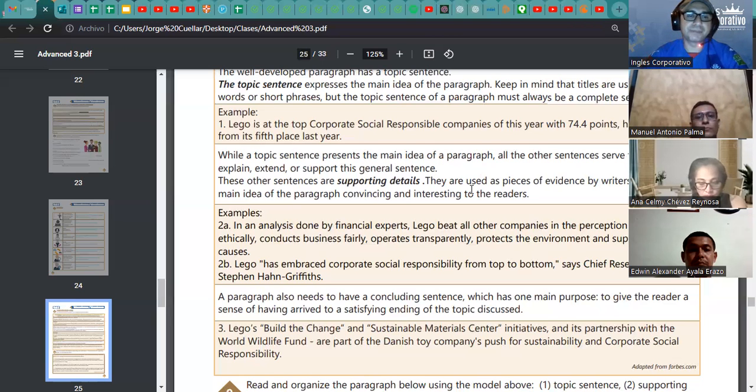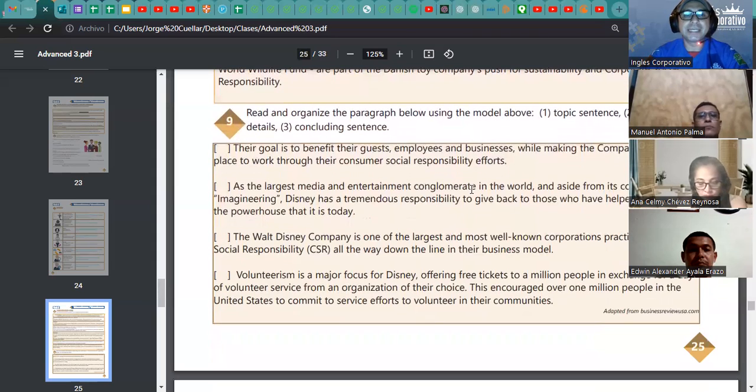Okay, very good. So this is the exercise for this part. Read and organize the paragraph below using the model above. Topic sentence, supporting details, concluding sentence. So there are four. The first one is going to be the topic sentence, and the number two is going to be repeated in two paragraphs. And then the number three is going to be only one. I will give you a few minutes for you to read and then organize that, okay?